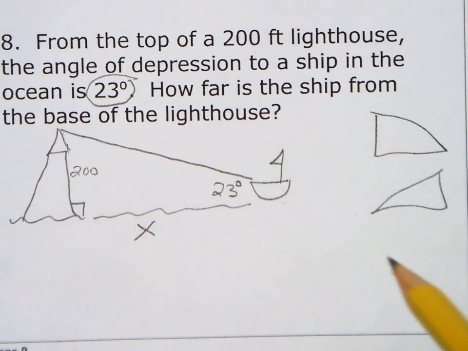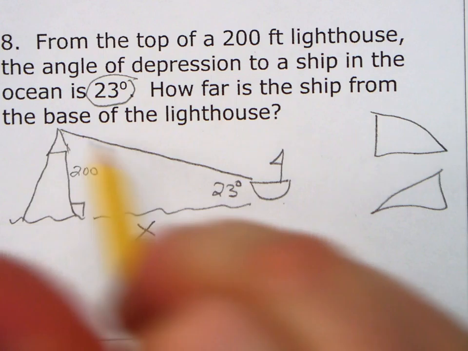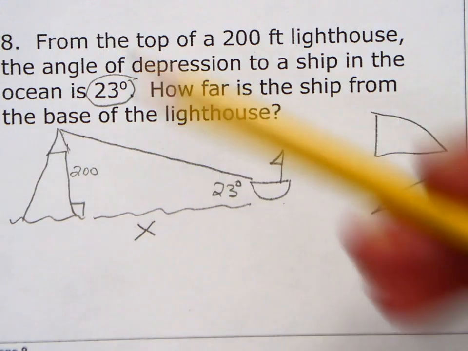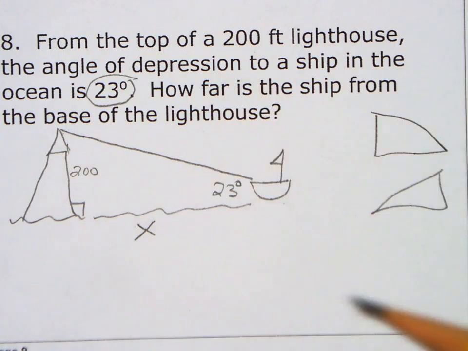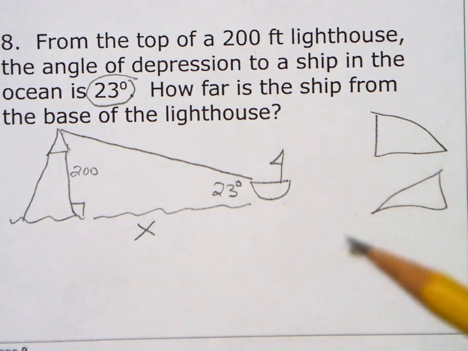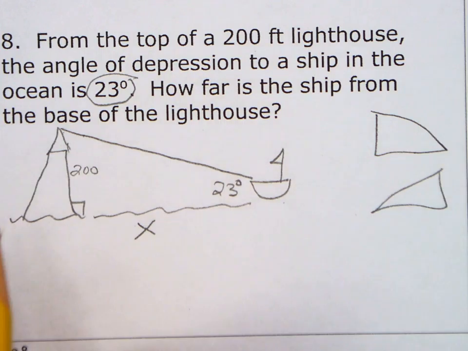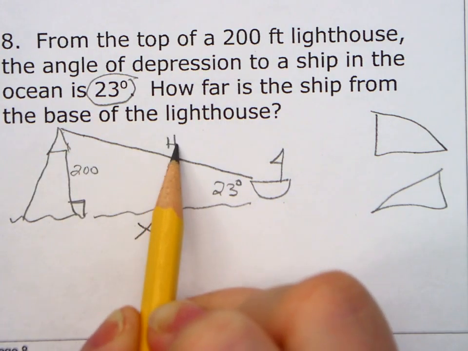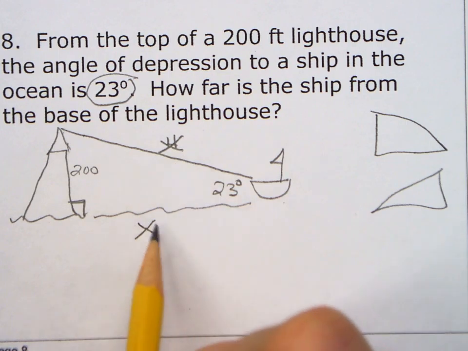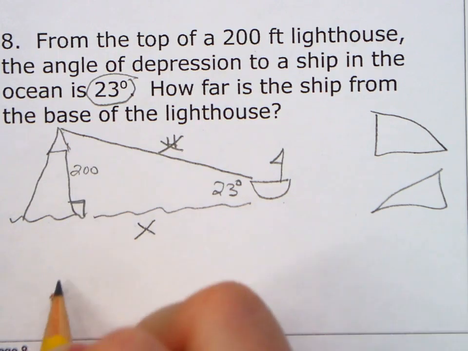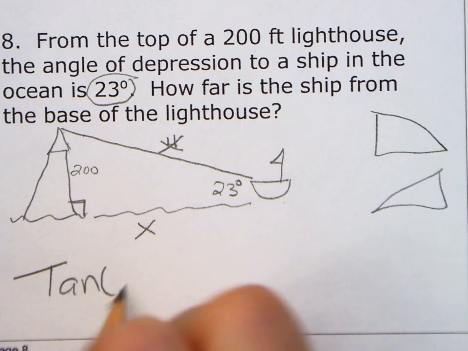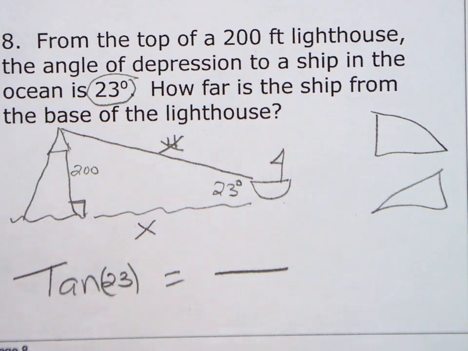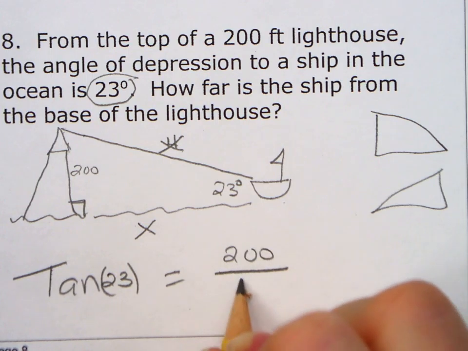There's your x, right? If I ask how far away someone's from me, it's not me sitting on the floor to the top of their head. It's not the angle. It's that base distance. Okay. So which trig ratio is this? Here's my right angle. So that's hypotenuse. I don't have hypotenuse. I have opposite and adjacent. So this is tan. So tan of the angle equals opposite, 200 over x.